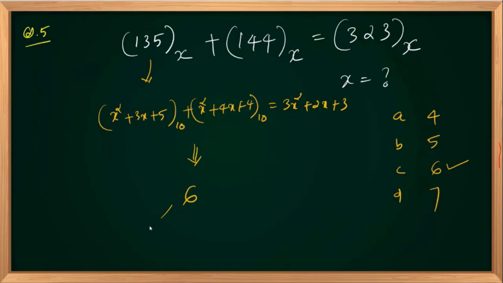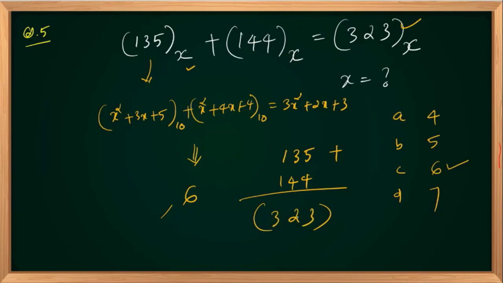But if you're comfortable with the base or addition, because all are in the same base, it's nothing but 135 base x plus 144. And we are expecting this result, that is 3, 2, 3. So if you're adding 5 and 4, you are getting a 9. Instead of 9, you are writing 3. So you are subtracting 6 and adding a carry. 3 plus 4 is 7 plus 1 is 8. 8 minus 6 is 2. So you are adding a carry. So 1 plus 1 plus 1 is 3. So addition is right. So the right option is 6.